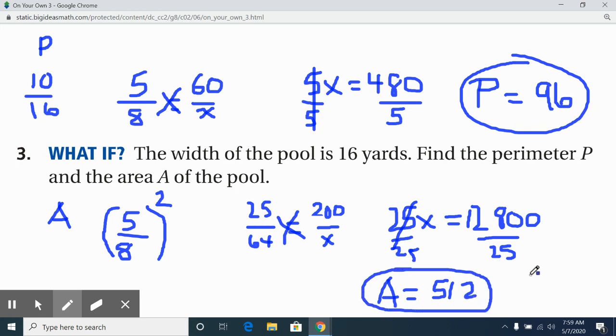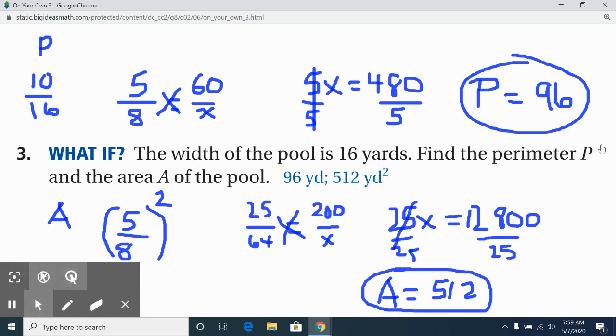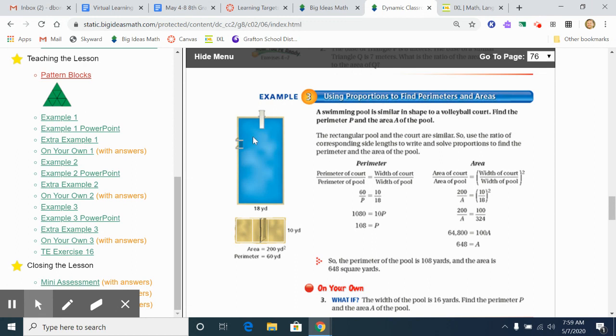All right, so there's all the work. Let's check our work. All right, so 96 yards for perimeter, okay, and 512 yards squared for area. All right, so that's the end of it.